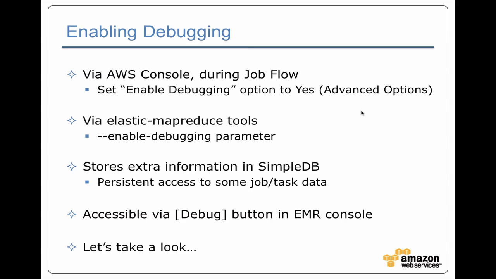What happens here is extra information about your job gets persisted in SimpleDB. And when that has been done, then you have the ability from the Elastic MapReduce console, so the AWS Management Console's Elastic MapReduce panel, to use a debug button that lets you look at that data using the AWS Management Console. So let's go take a look at that right now.